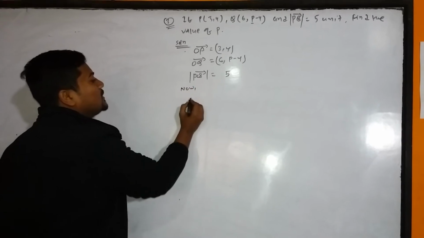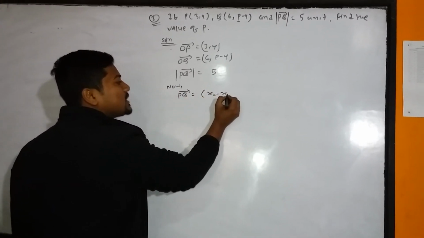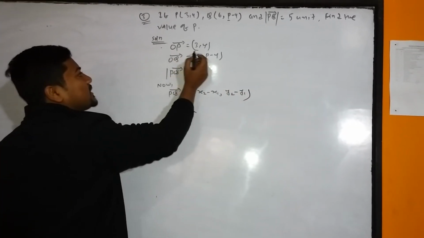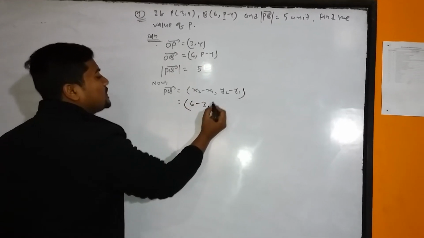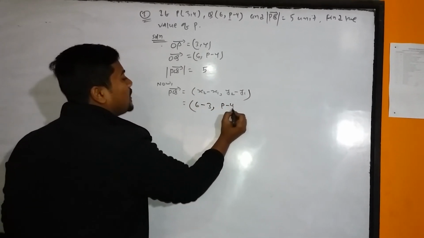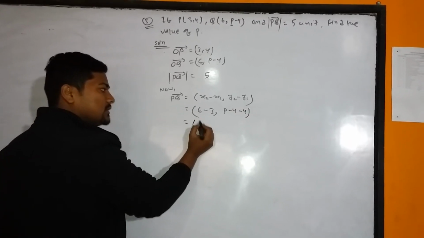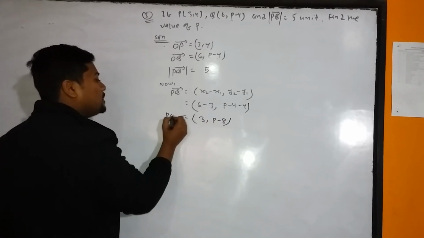What is the formula of the PQ vector? x2 minus x1 comma y2 minus y1, where these are x1, y1 and x2, y2. So 6 minus 3, and y2 minus y1: p minus 4 minus 4. What will come here? 3 comma p minus 8. This is the PQ vector.